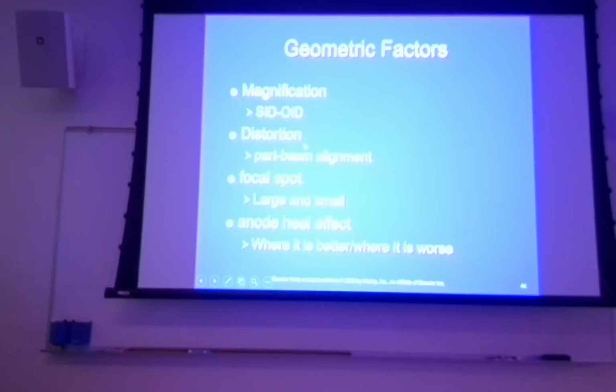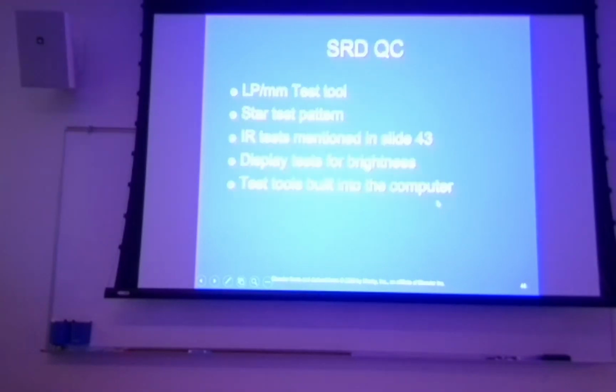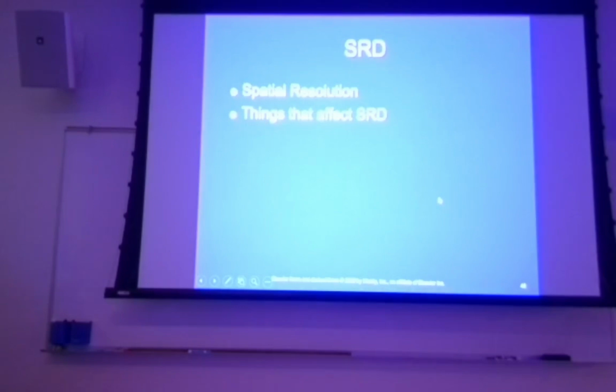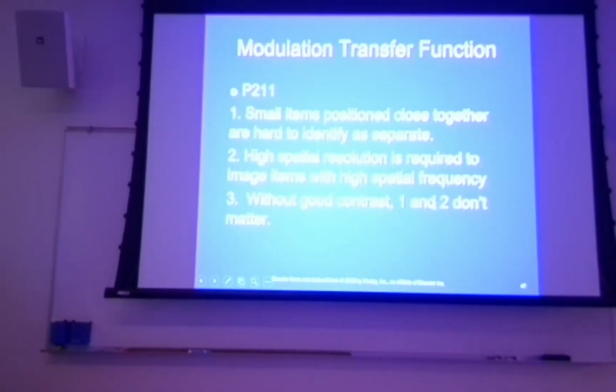All right, then we'll hit distortion, part beam alignment, focus spot, and we'll go on from there. So one thing I did want to point out though is modulation transfer function is on page 211 of your textbook, and it is kind of complicated to read through.